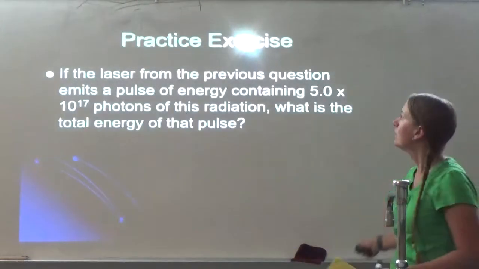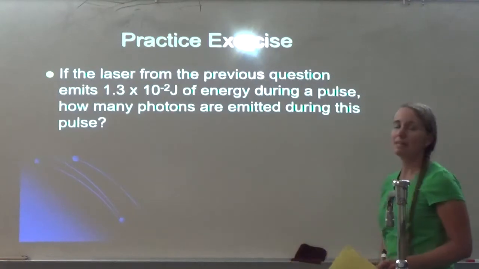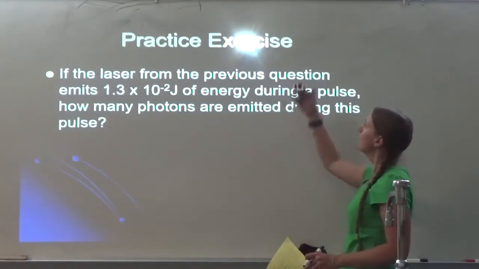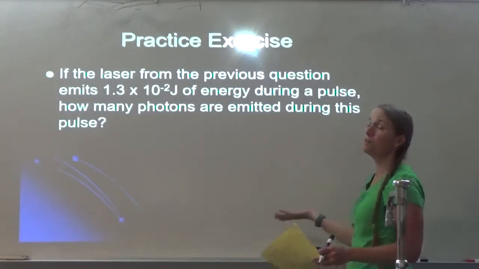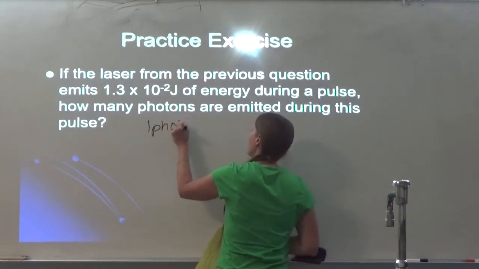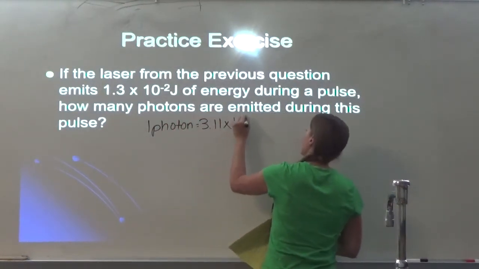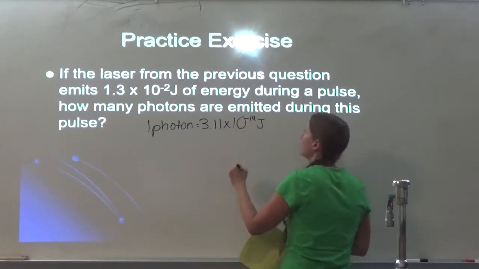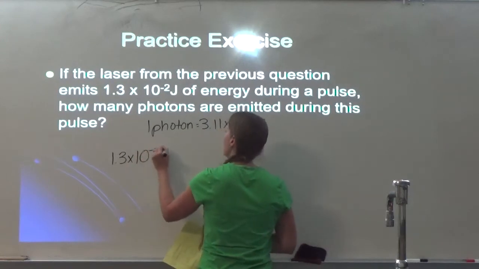All right. So then it says, if the laser from the previous question emits this much energy during a pulse, how many photons? Okay, so again, from the previous question, I know 1 photon equals 3.11 times 10 to the negative 19 joules. So this time, I'm starting with 1.3 times 10 to the negative 2 joules.